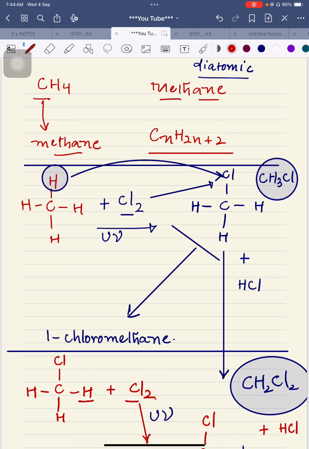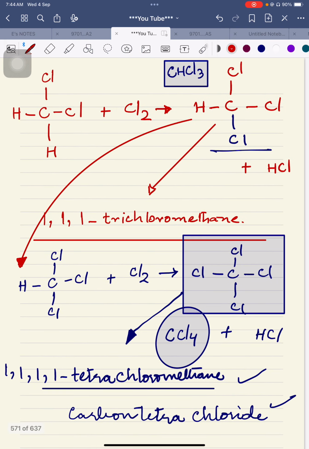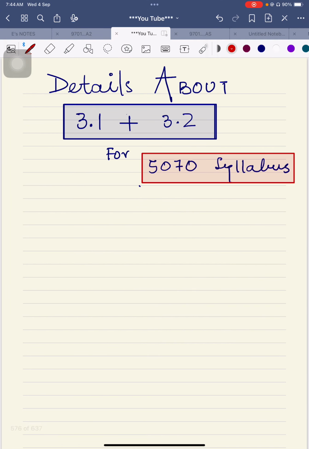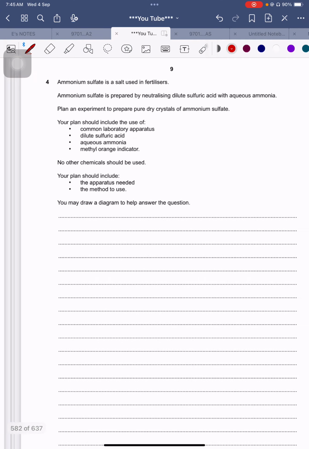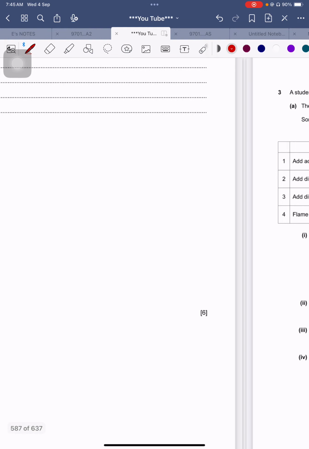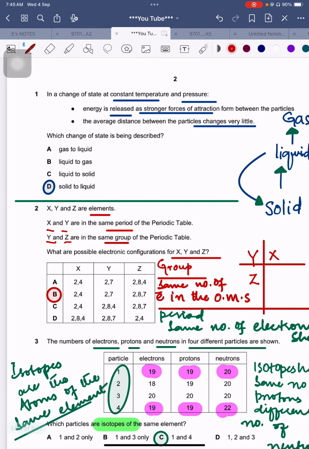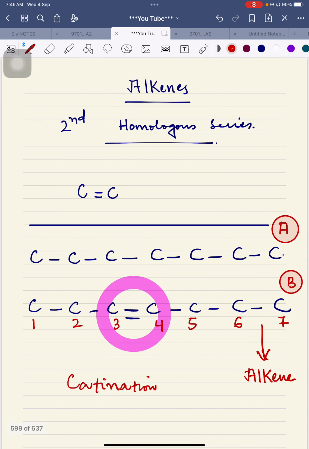So this is the reaction of methane, and I have prepared different types of compounds here. I am continuously doing this here, and afterwards we move to the next example of substitution, and then we move to the next thing. Here I'm moving on to the next part. These are the past paper questions which I have solved. These are also in the recorded videos.